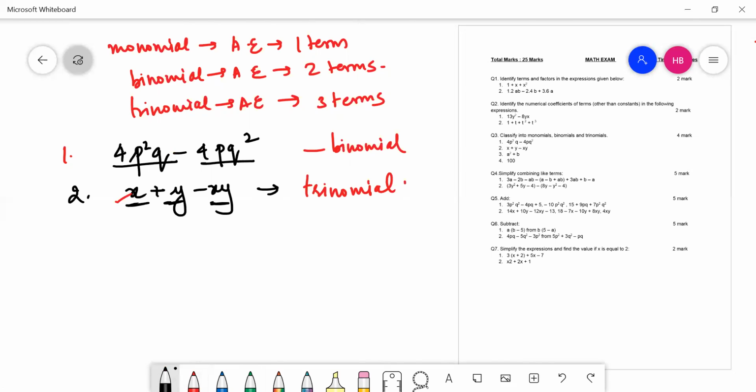Now let's go to the third part. a square plus b. How many terms are there? Here there are two terms, a square and b. So that's why it's a binomial.